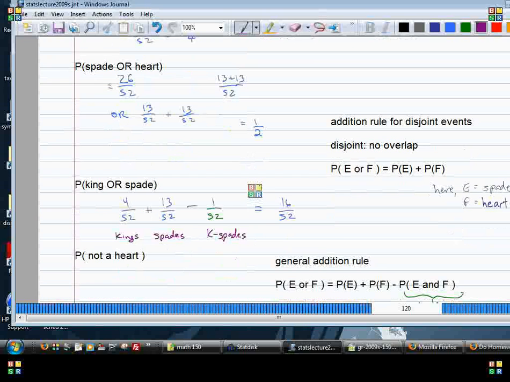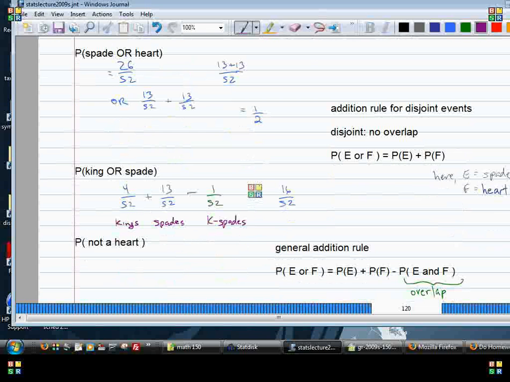So what we now need to look at is the general addition rule. In general, if you want the probability of E or F, you have to take the probability of E plus the probability of F, but then what do you have to do? You have to subtract the overlap. Now how do we say overlap in math? We say probability of E and F. And the way to interpret and in math is that it means the overlap. It's both a king and a spade.